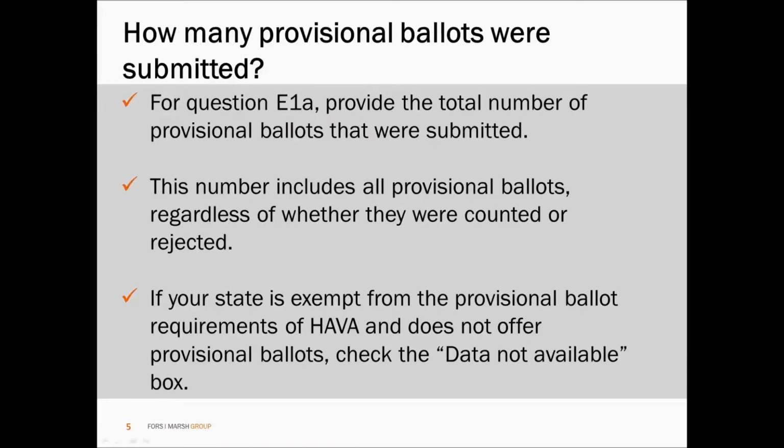So question E1A is asking for the total number of provisional ballots that were submitted. This includes all provisional ballots, regardless of whether they were counted or rejected. If your state is exempt from the provisional ballot requirements of HAVA and it does not offer provisional ballots, check the Data Not Available box.